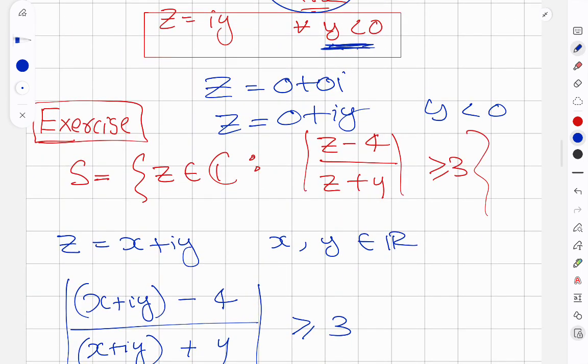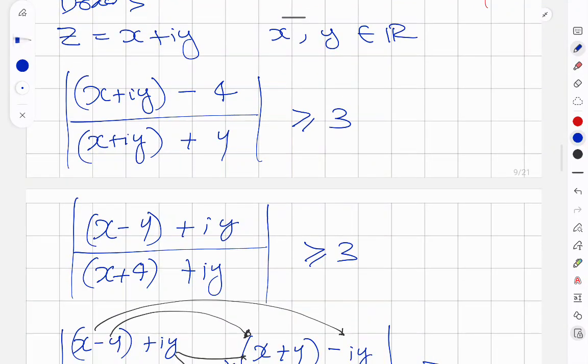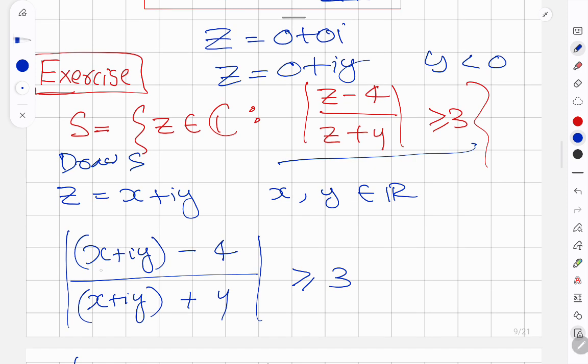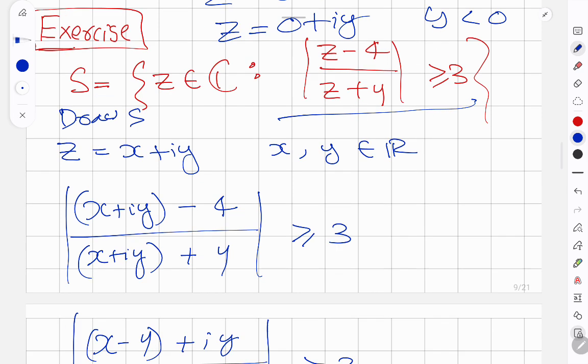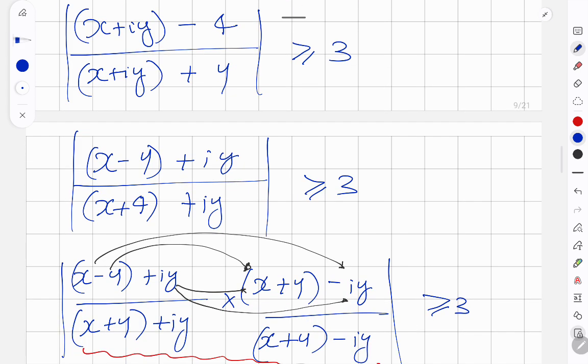Okay, one more question. An easy one also. You have to solve this one and draw it. I'm not solving it in the copy, I'm just showing you how to do it, and for sure it's not difficult. I started with the traditional method. Always when you get this kind of question, you put x plus iy instead of z, then you try to make the normal form.